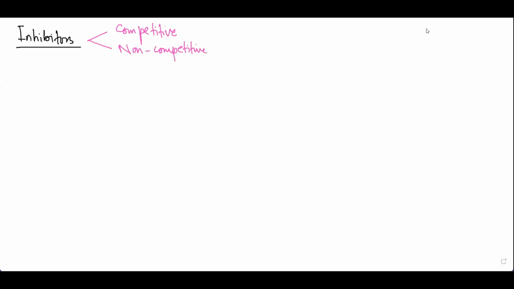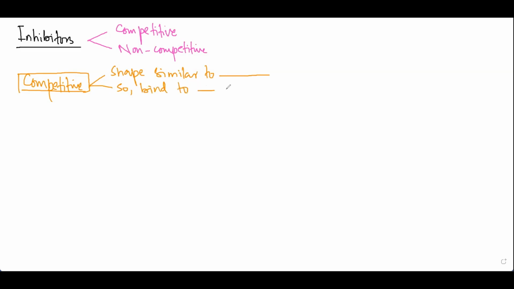Competitive inhibitors bind to the active site. As the name tells us, competitive inhibitors actually compete with the substrate. These inhibitors have a shape similar to dash. Can you guess? So they bind to dash. Can you fill these gaps? Similar to substrate, yes. So they bind to the active site.